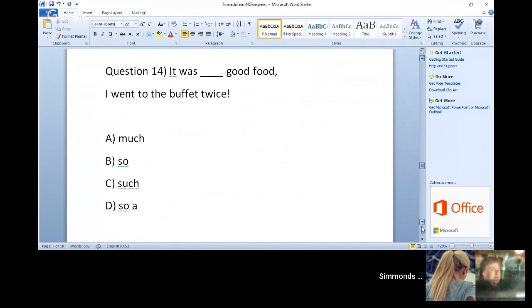Okay? So, but good food. So don't we use a good thing? No, we don't always have to. It depends. Because if it's a countable noun, sure. It was such a good cake, for example. Oh, I see. And so, why don't we use so? Why can't?